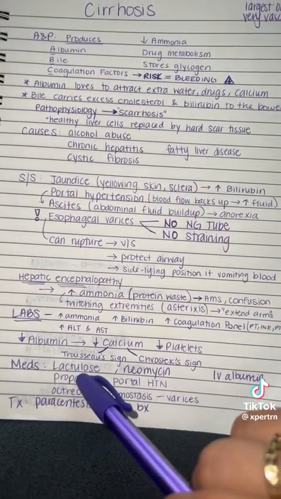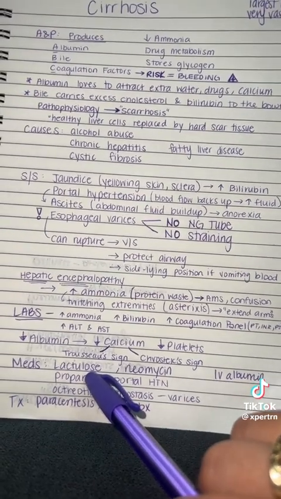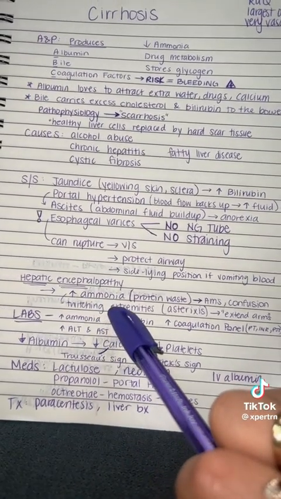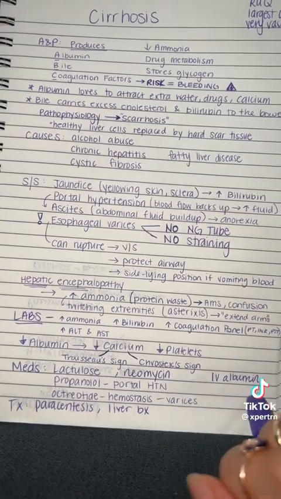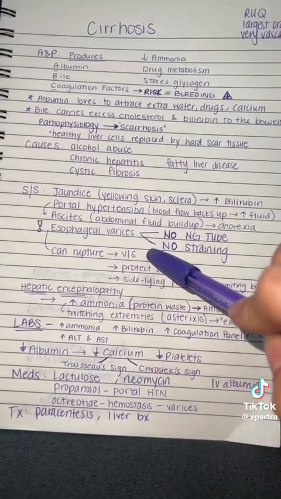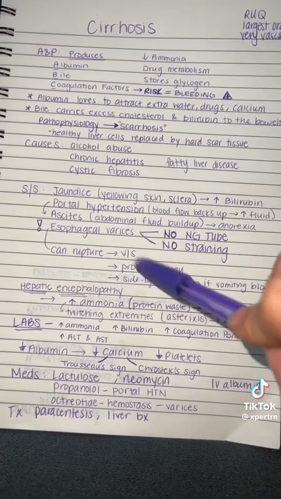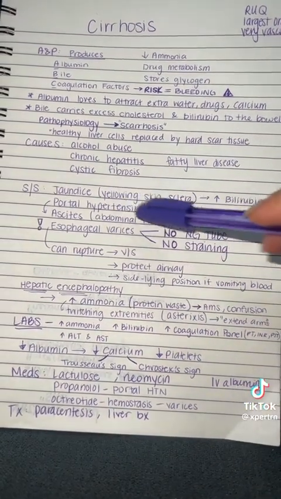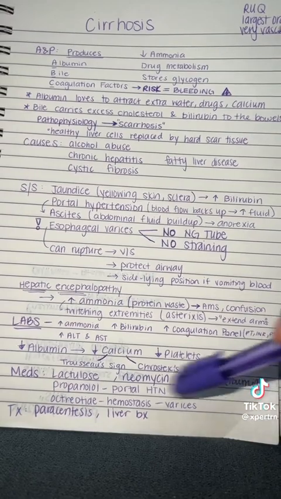So we may want to give lactulose in order to drop that ammonia level. Neomycin, IV albumin, and IV albumin is important because our patient may have ascites. All of this extra fluid is hanging out, not within the vessels. So albumin helps to pull that extra fluid back into the intravascular space.